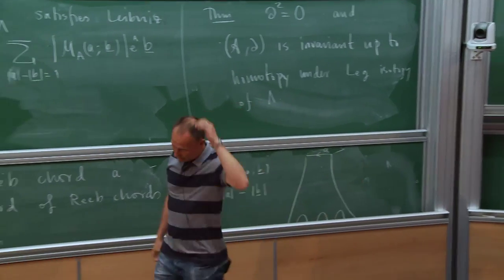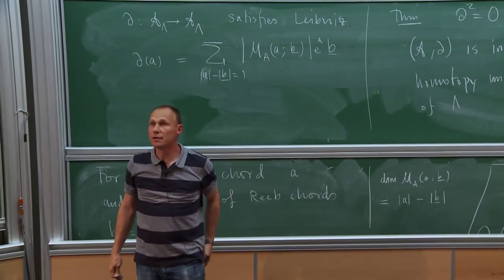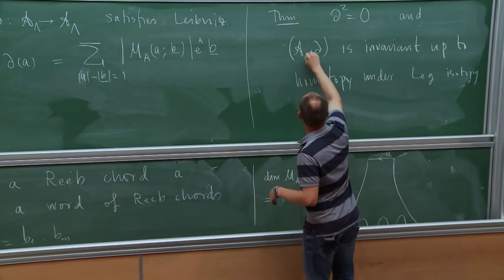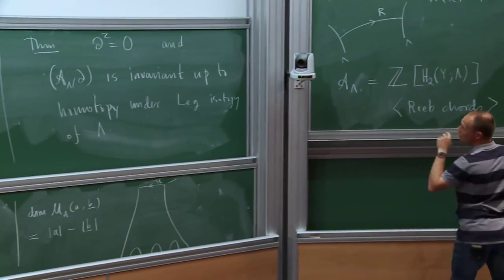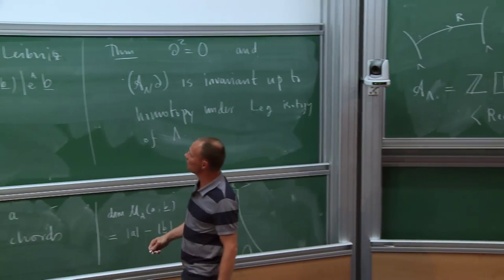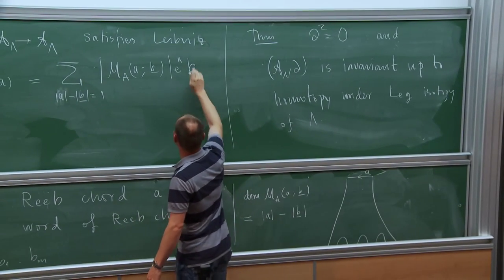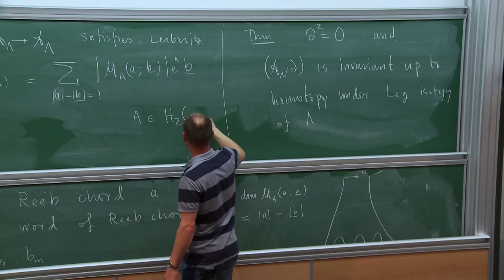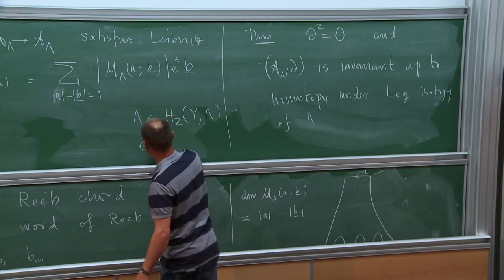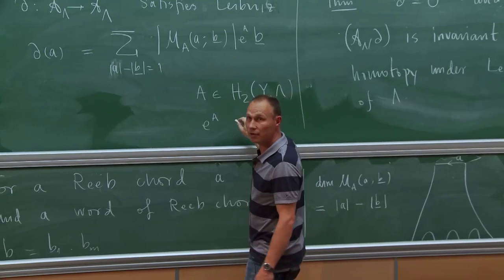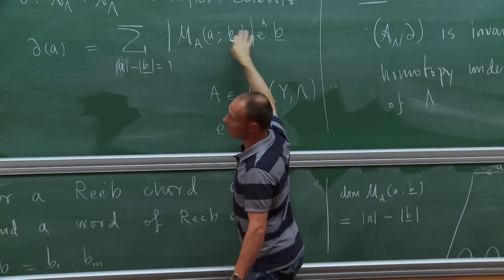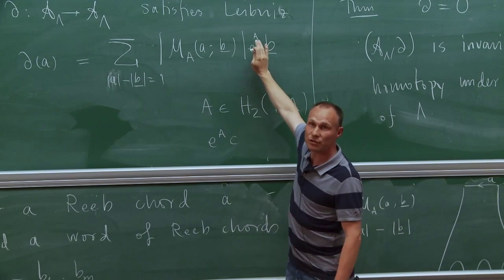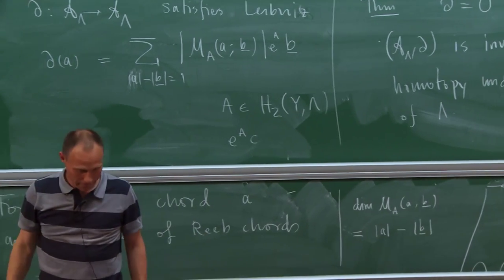Okay. Sorry, Tobias. A is the energy. No, A. Sorry, A is the algebra. No, in the formula for the differential, you have e to the a. Yeah, right. This is just stupid notation, so A is in H2 relative Y lambda, and then I write e to the a for the same thing in the group ring. Okay. So this is some integer number, and then times this thing, so it lives in the group ring. So you can just think about it as a. Okay, right.